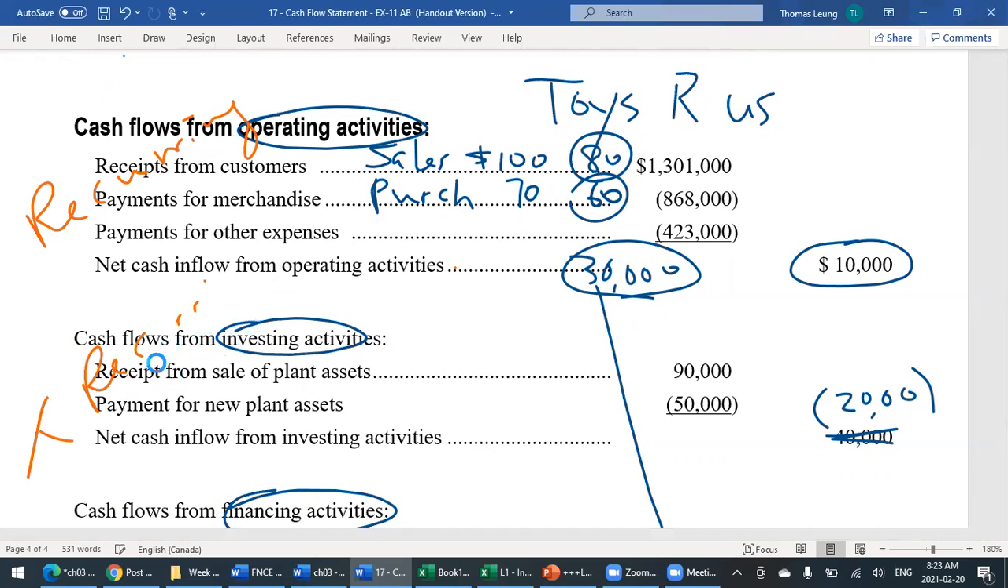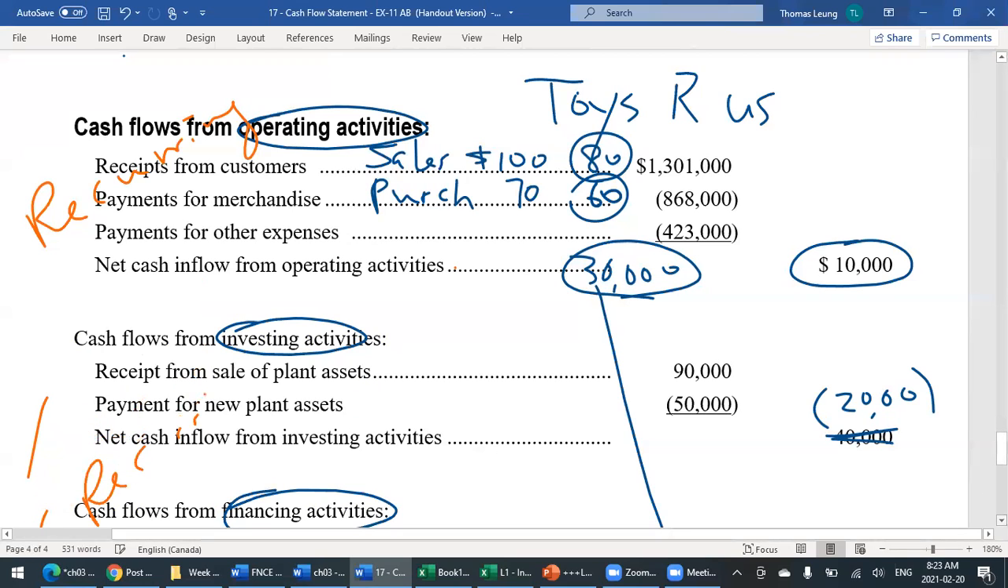It's not recurring because, just imagine, you will not be investing every year. You will only invest from time to time. Just like buying a new machine, you will not buy those new machines every year. You just buy them when you need them. So probably next year you will not be making the same investment. And same for financing activities.